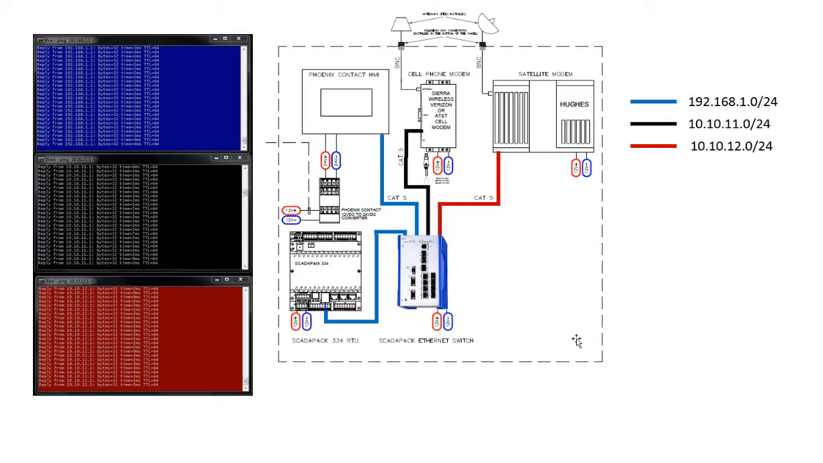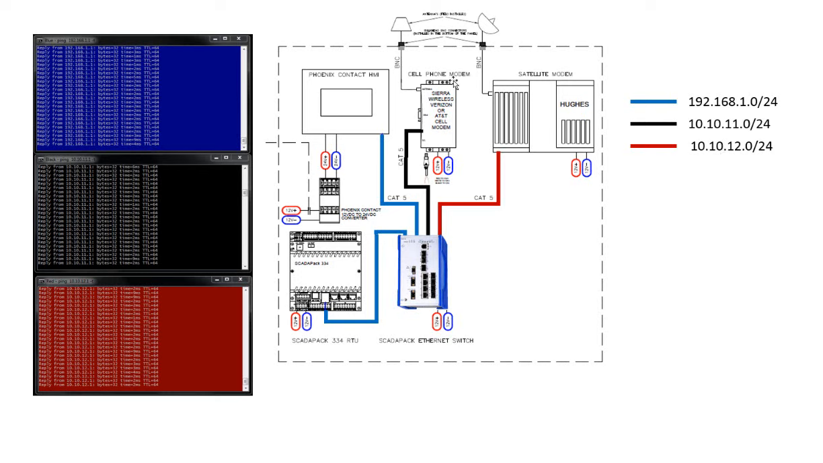It's apparently a pipeline or something like that, and it must be rather remote because it has both a cellular modem as well as a satellite modem. So we've got two modems. These are both on two unique and distinct subnets. So this cell modem here is, for our example, going to be on a 10.10.11 network, a 24-bit subnet. And then this satellite radio here will be on a 10.10.12 network, also a 24-bit subnet.